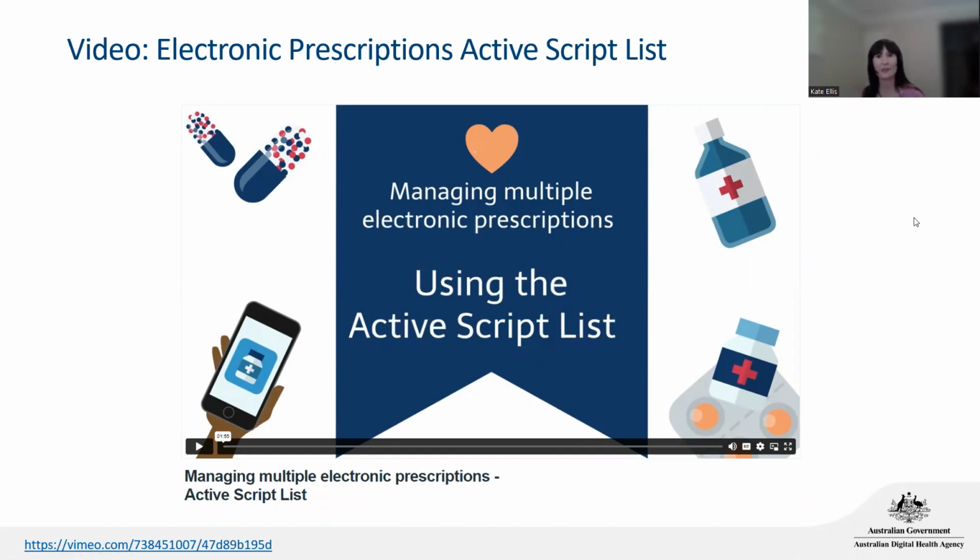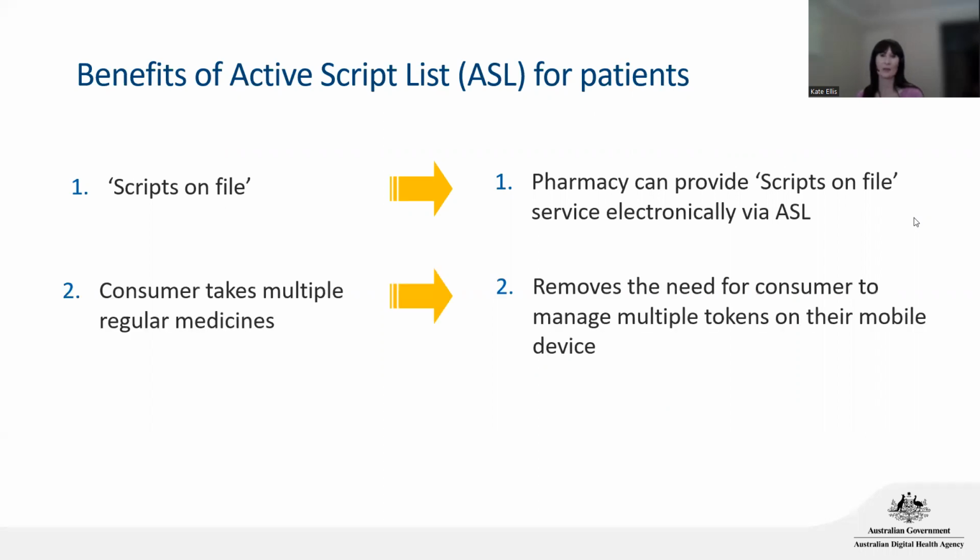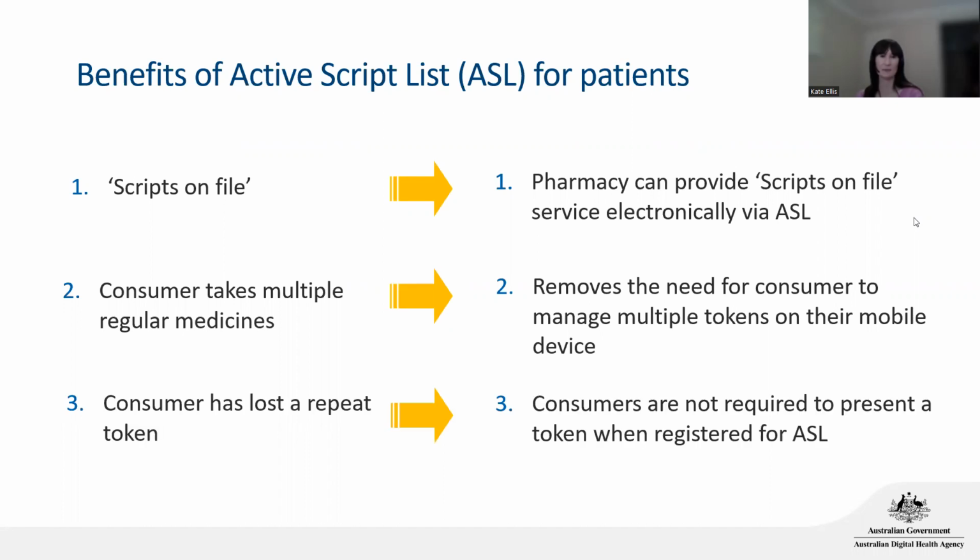So hopefully that gave you a little bit more of a picture of what the Active Script List was and how it works. As I mentioned, really helpful for patients that may use script on file, or if you're a regular customer at the same pharmacy, it could be an option there. Someone who takes a lot of medicines may find it more useful, so they don't have to navigate or look at multiple text messages or emails at the same time. And as I mentioned, if you do find that you are losing your tokens or accidentally deleting them, or you're not sure how to find them, sometimes it can be easier for those people to have an Active Script List.